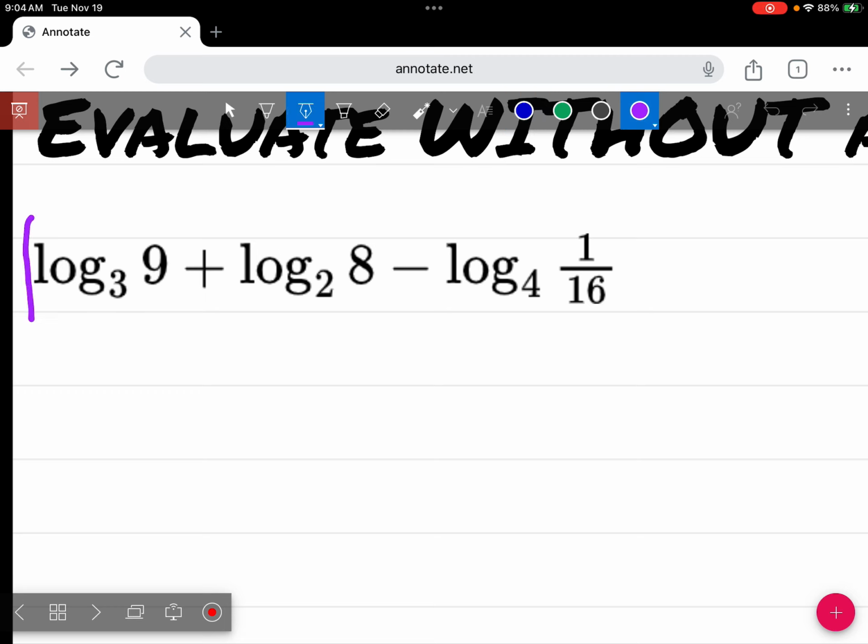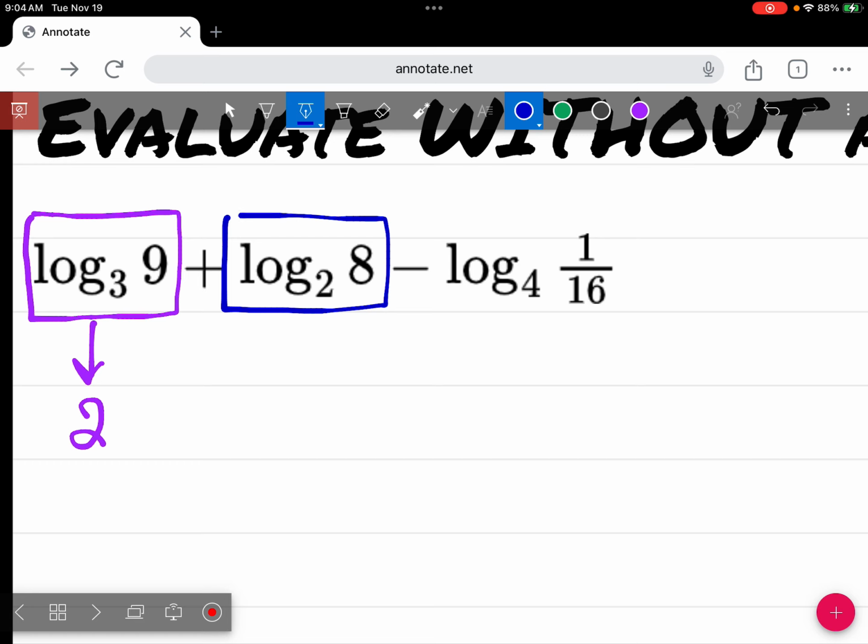So if I have log base 3 of 9, the way to think about this in exponential form is 3 to the what is 9? To the 2. So log base 3 of 9 actually equals 2. Log base 2 of 8, 2 to the what is 8? 2 to the third.